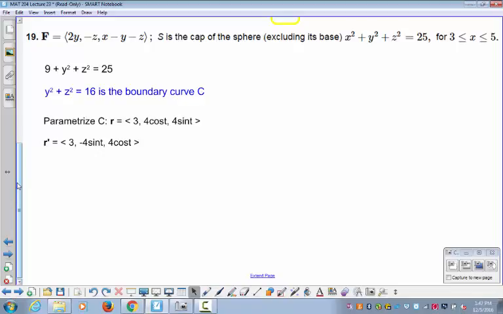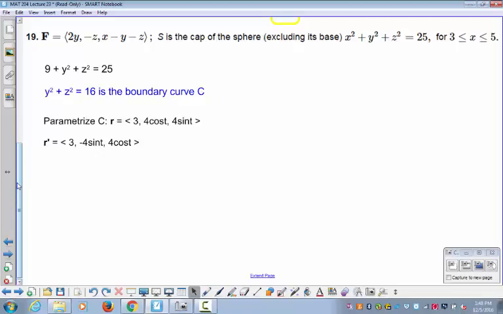And they just say exclude the base because we're doing Stokes' theorem, where we have to have a boundary. If we wanted to include the base, or had a hemisphere-like thing with a base, then we'd be talking about the divergence theorem, which is for the next section. So here we've got this open surface. It's got a boundary, an edge.